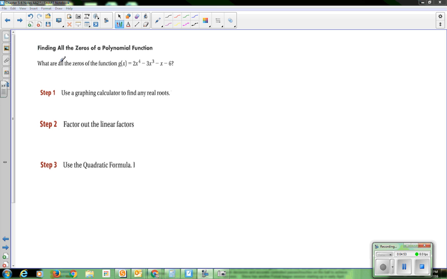Okay, so when finding all the zeros of polynomial functions, we're going to do that same process again. What are all the zeros of our function g of x equals 2x to the fourth minus 3x squared minus x minus 6? So we're going to find our real roots first.